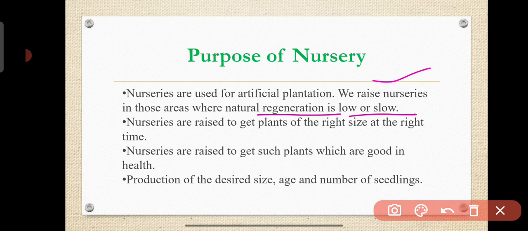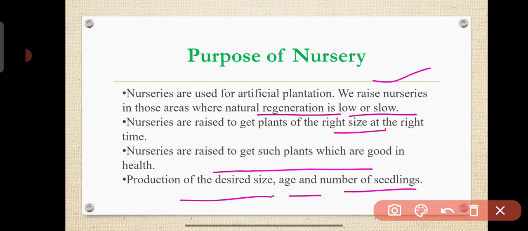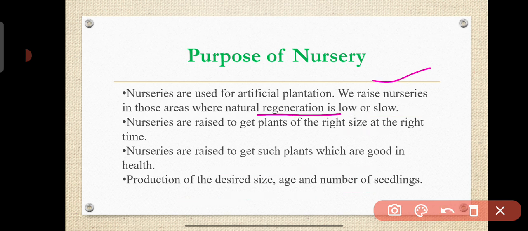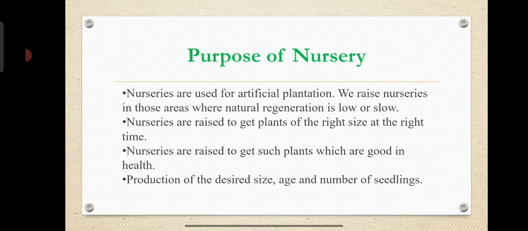These are raised to get plants of the right size at the right time. These are raised to get such plants which are good in health. Production of desired size, age, and number of seedlings. Means whatever we want related to plants, their proper growth, their proper size, their proper age, we can fulfill that purpose in a nursery.